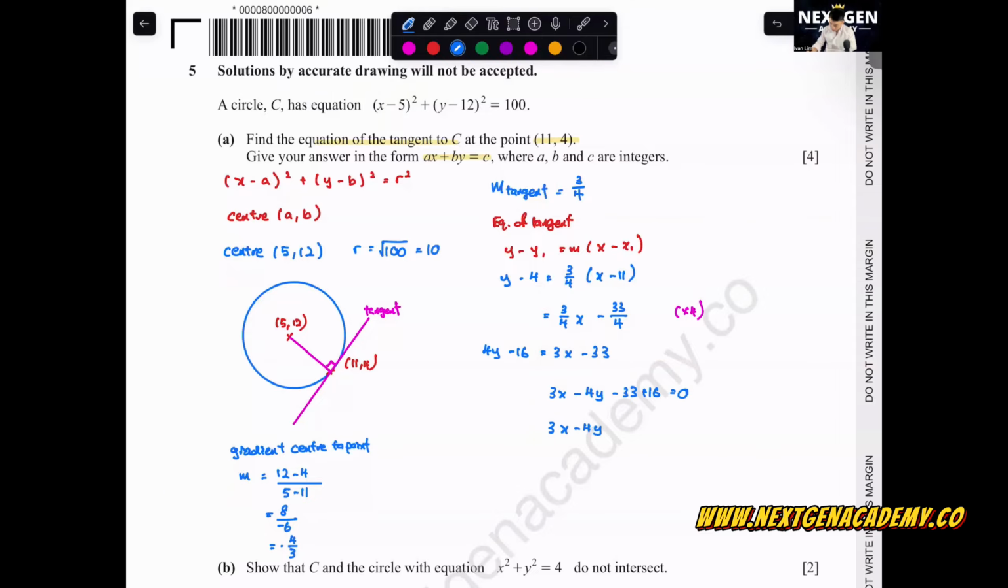Sorry, they want it in equals c, my bad. So here we will take minus 16 plus 33. So we get 3x minus 4y equals positive 17.